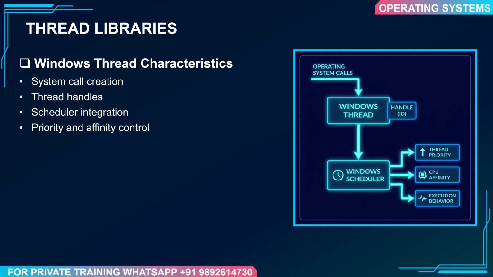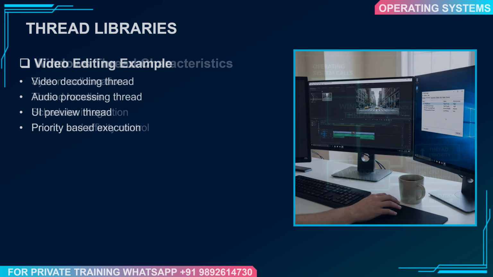Windows threads are tightly integrated with the Windows scheduler. This gives developers fine control over thread priorities, CPU affinity, and execution behavior. For example, consider a video editing application on Windows. One thread might handle video decoding, another might process audio, and another might update the timeline preview. Windows threads allow the application to assign different priorities to these tasks. The decoding thread might get higher priority to avoid playback glitches, while background saving might run at lower priority.